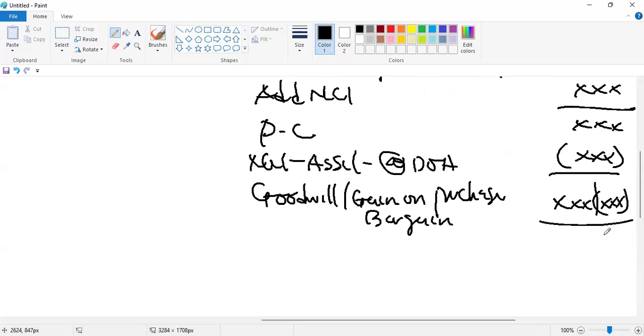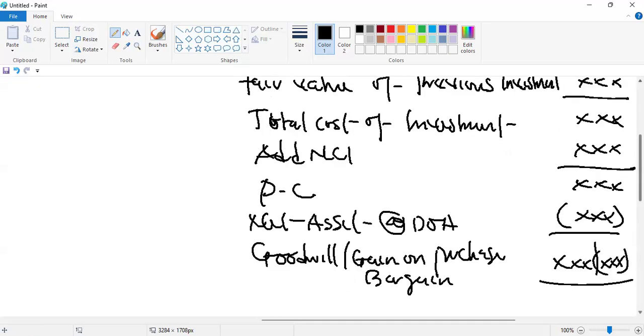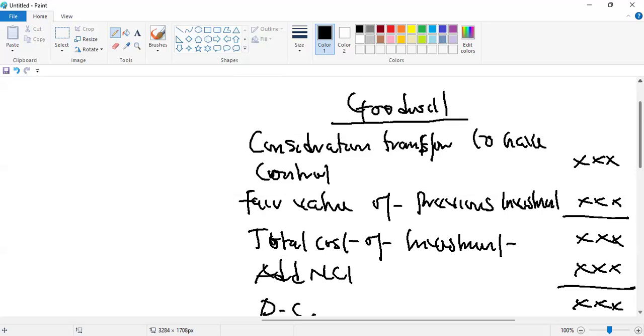Now, what changes in the calculation of the goodwill? It is just the fair value of the previous investment. That is what changed in the calculation of goodwill. Fair value of the previous investment.